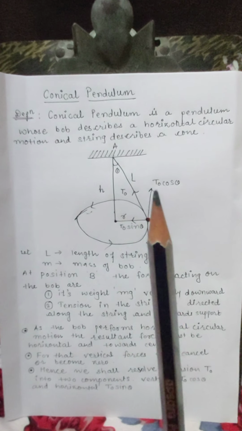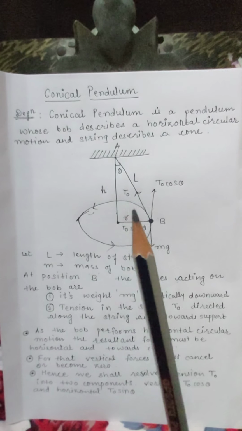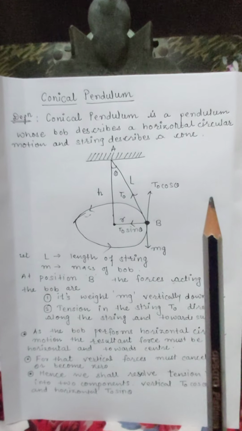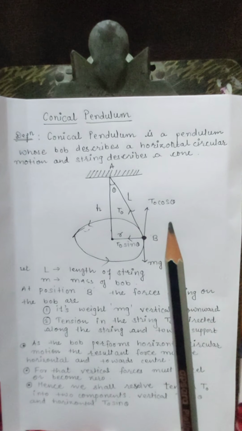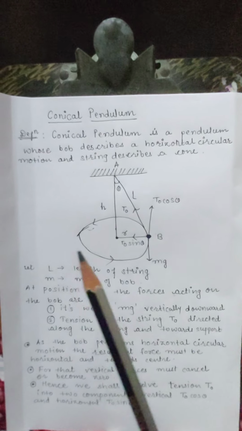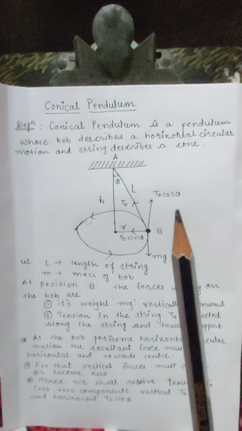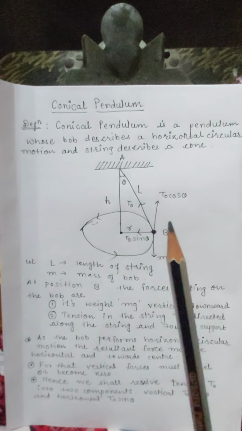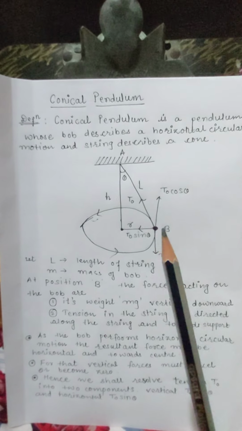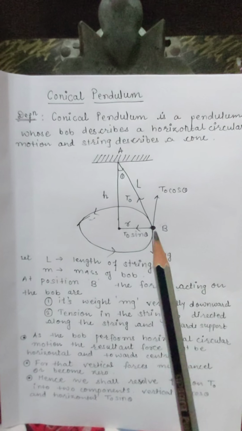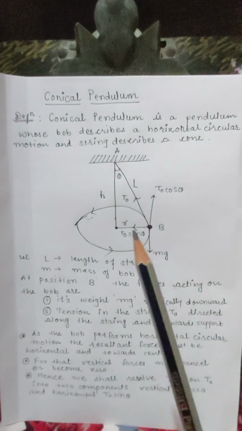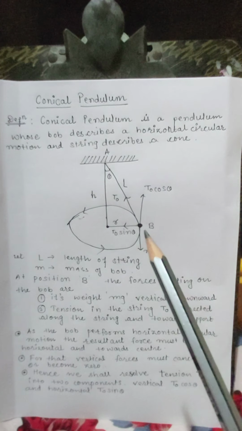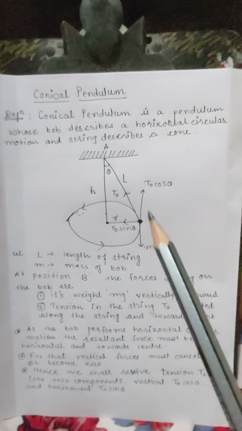Here we are going to find the period and frequency of the bob, or period and frequency of the conical pendulum. So let us consider a conical pendulum in which capital L is the length of the string. Let M be the mass of this bob B. Now you consider the bob at the position B.